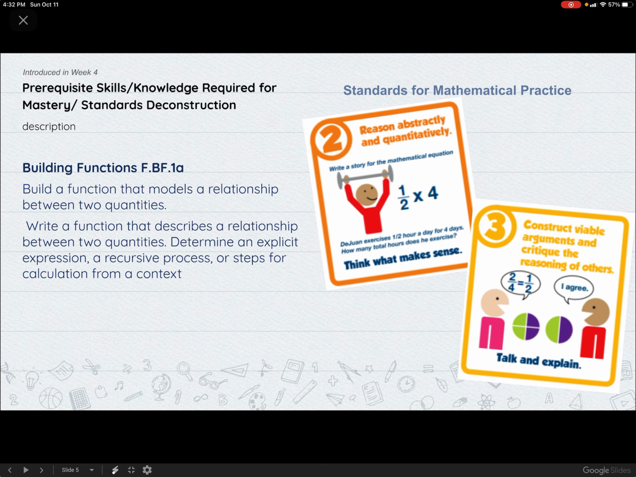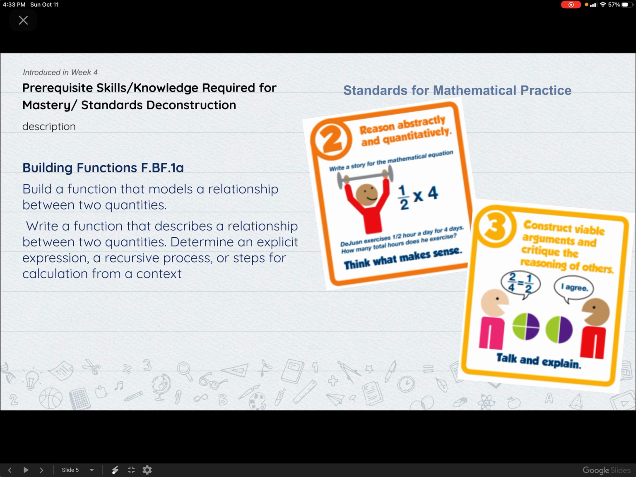So here are the prerequisite skills, knowledge required for mastery, and standards deconstruction. Here I have building functions, which is FBF1A. This is the prerequisite skill: to build a function that models a relationship between two quantities, and write a function that describes a relationship between two quantities, determine an explicit expression, a recursive process, or steps for calculation from a context.